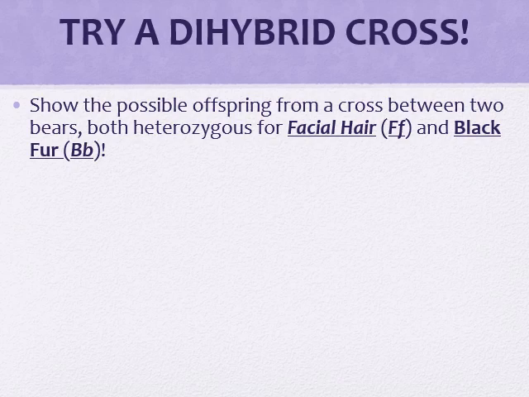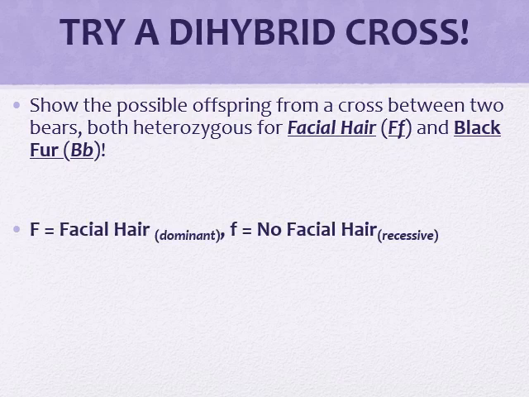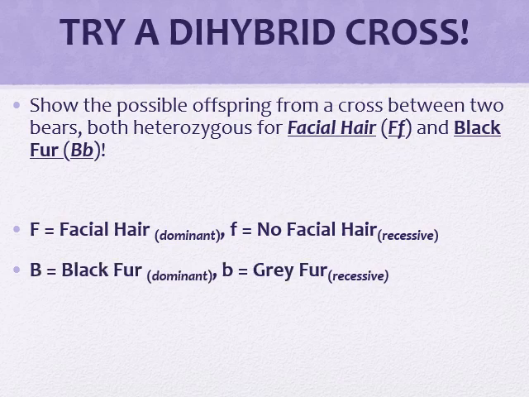So what we're aiming to do here is to go ahead and show the possible offspring from a cross between two different bears, both heterozygous for facial hair, yeah, that's right, facial hair, and black fur. So our alleles here, the first one we're looking at is if it has facial hair or not. So the dominant variation, capital F, means facial hair. Lowercase f, the recessive, means no facial hair.